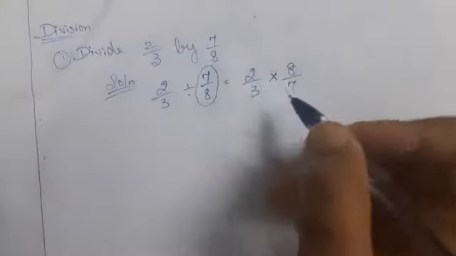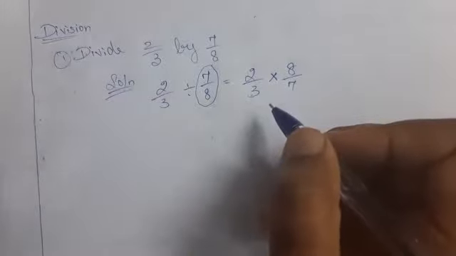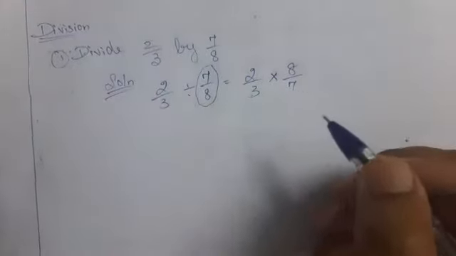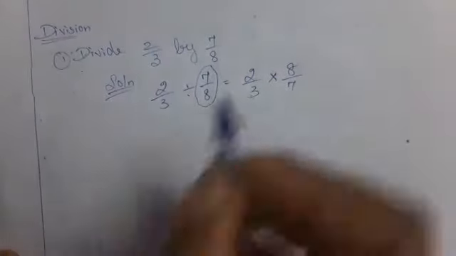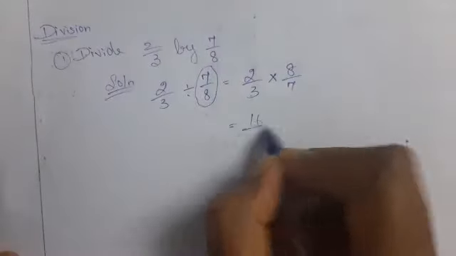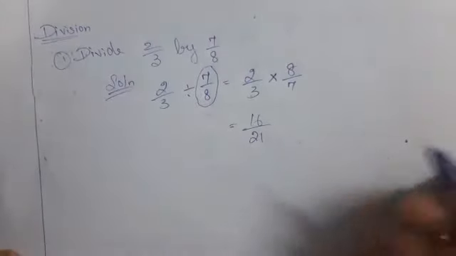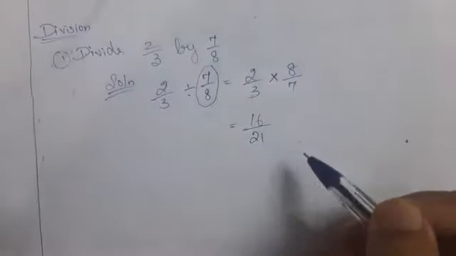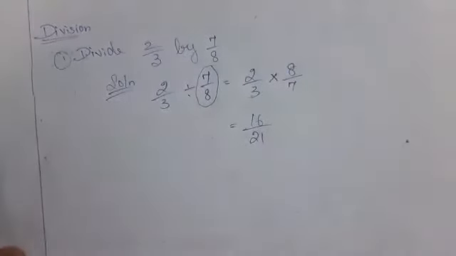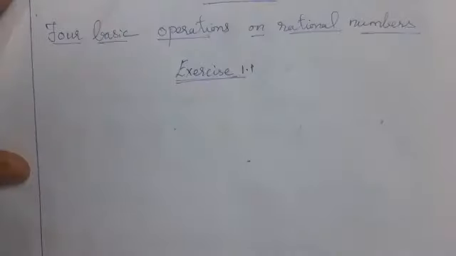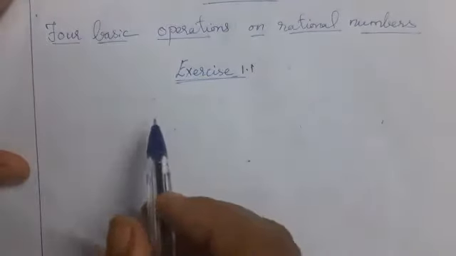Then continue the procedure of multiplication. 2 8s are 16, 7 3s are 21. If you have a common factor, you can cancel here itself. Students, from this onwards, you can write in your note.